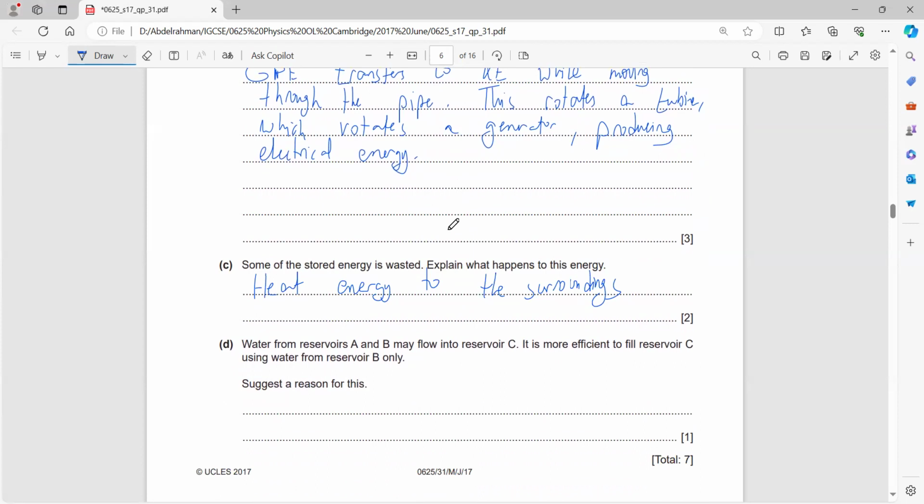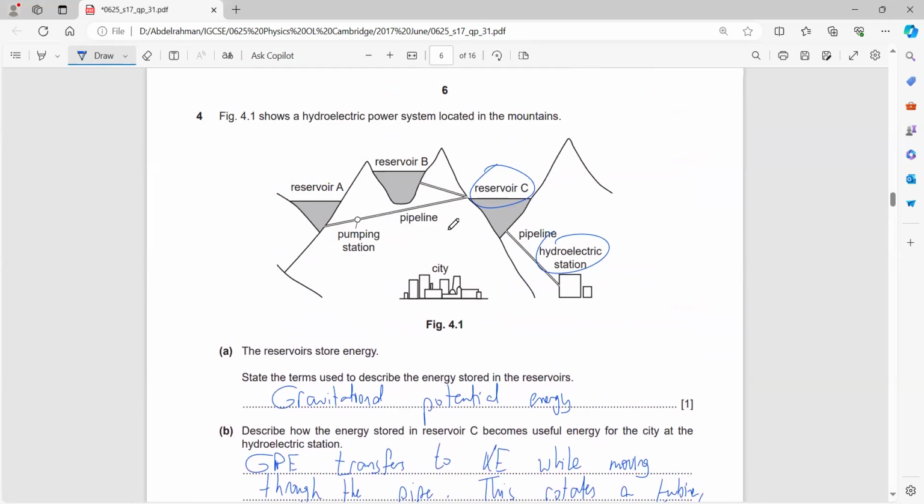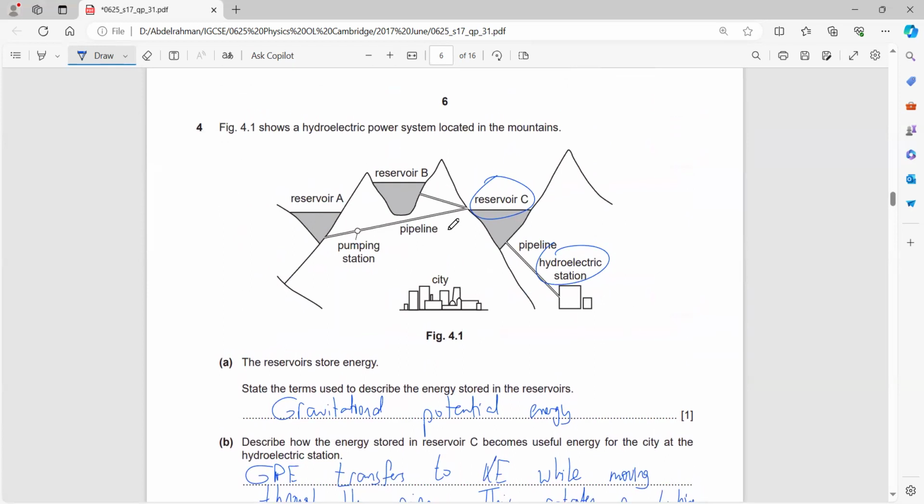Water from A and B may flow into C, but it's more efficient to fill C using water from B only. I can fill up C using B or A, but it's more efficient to use only B. Why is it more efficient to use only B? It's a really interesting question. Any other ideas?